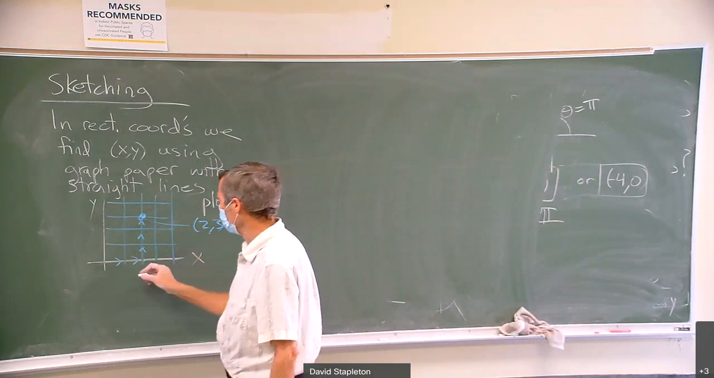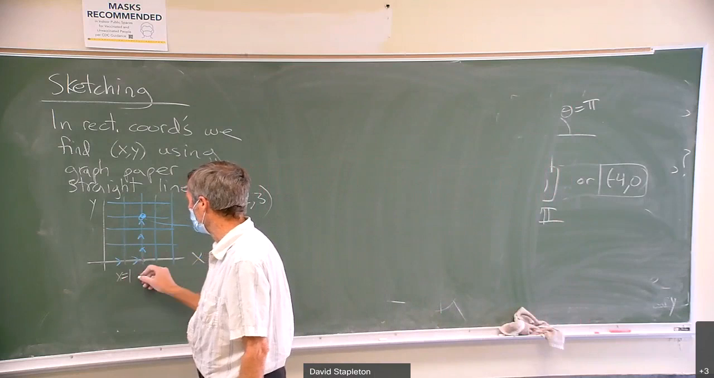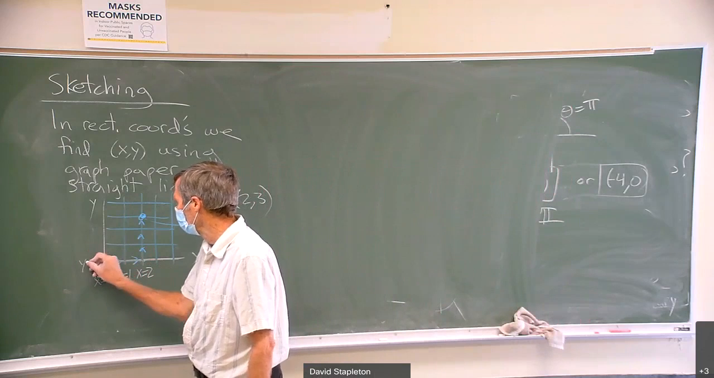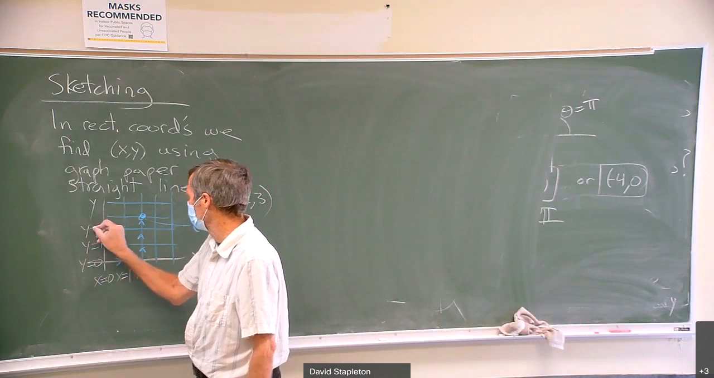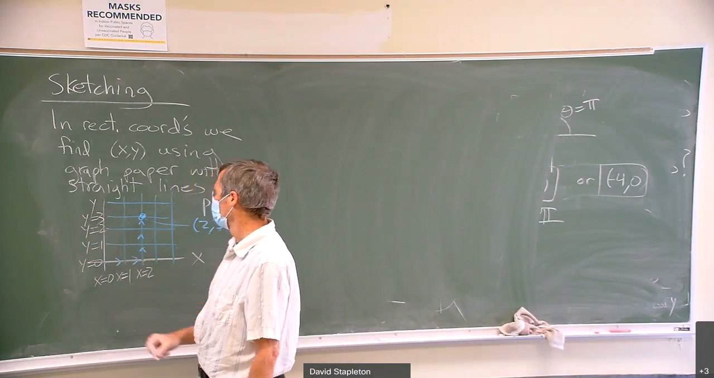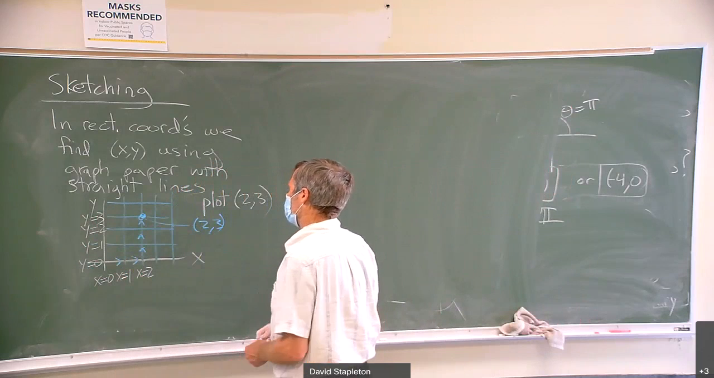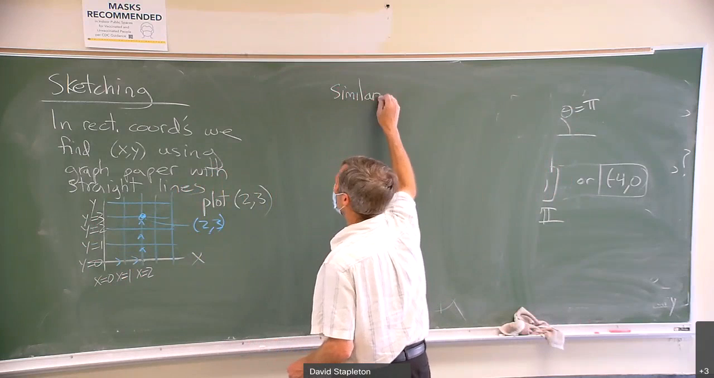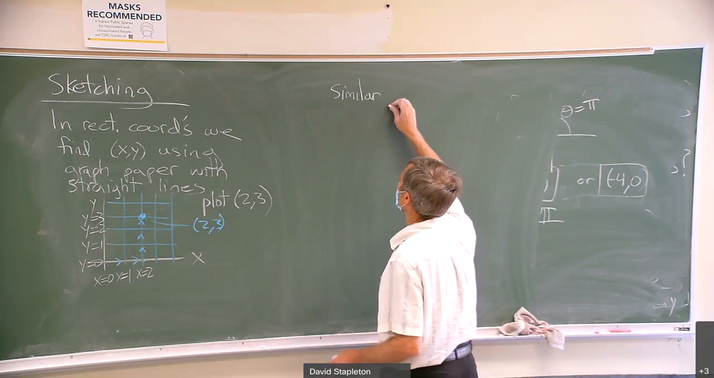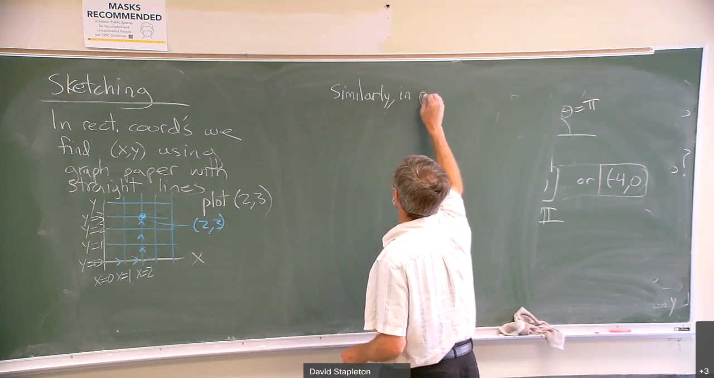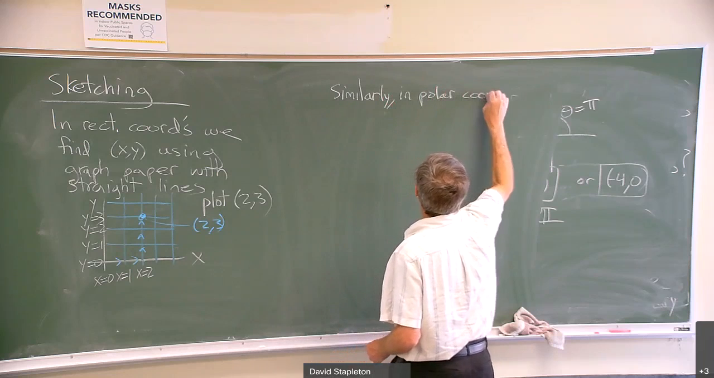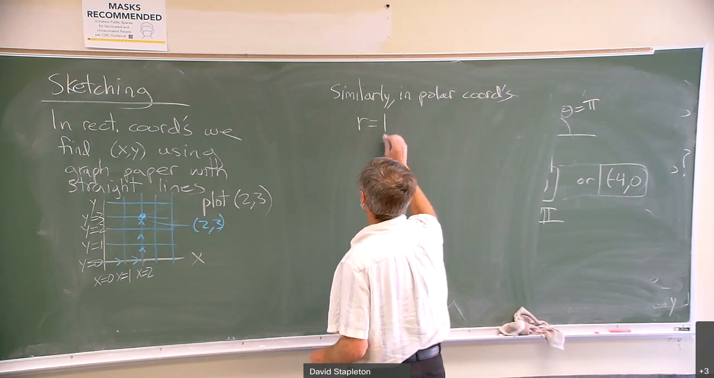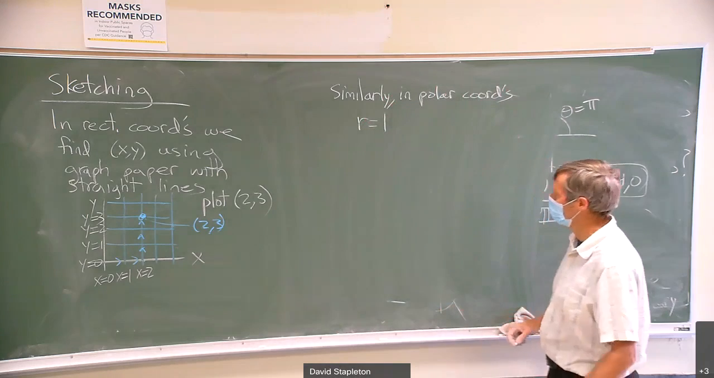Now if you look, this is the line x equals 1, x equals a number. This is the line x equals 2. Here's x equals 0, the axis. Here's y equals 0, y equals 1, y equals 2, y equals 3, right? Horizontal lines. But you get lines when the coordinates are constant. Similarly, in polar coordinates, you consider curves along which the polar coordinates are constant. So what does a curve r equals 1 look like? What kind of curve is that?